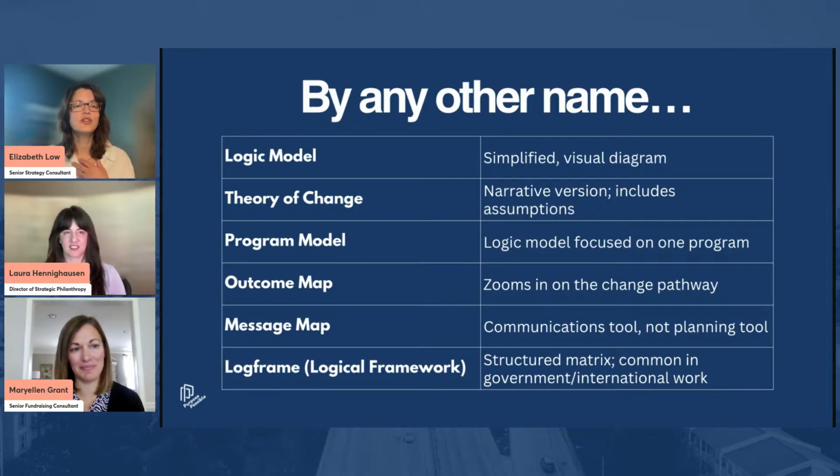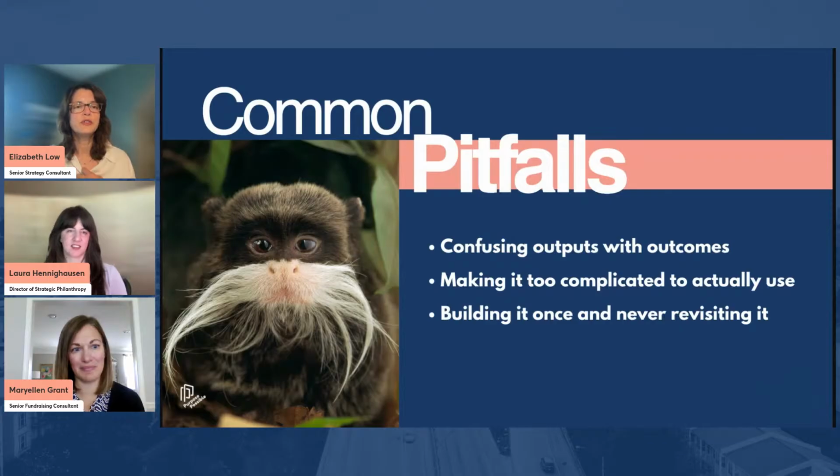In the next section, we'll be going through some of the more specific steps to creating this. So first, common pitfalls is confusing outputs with outcomes. This one is challenging. It's hard to remember. Outputs are numbers, outcomes are things that are happening. Mary Ellen is going to lead us through more of those mechanics here in a bit.